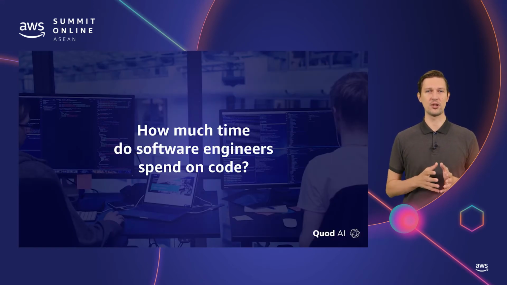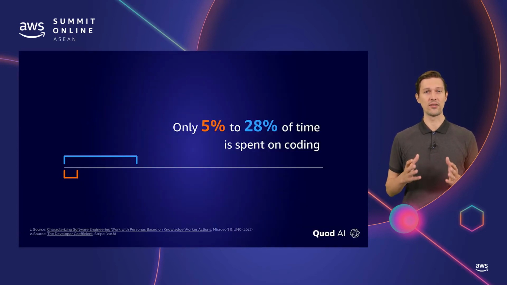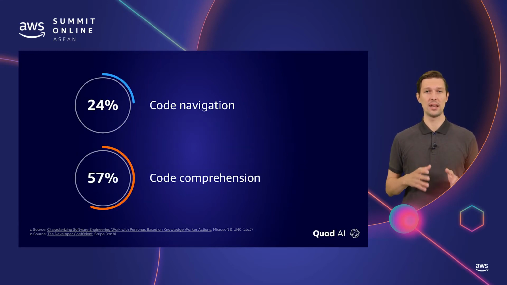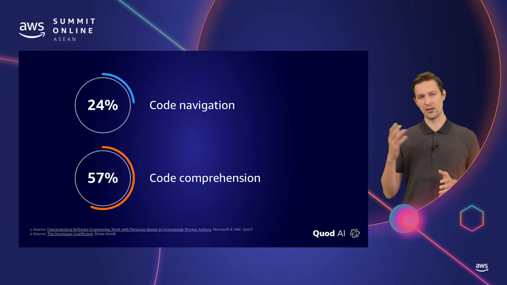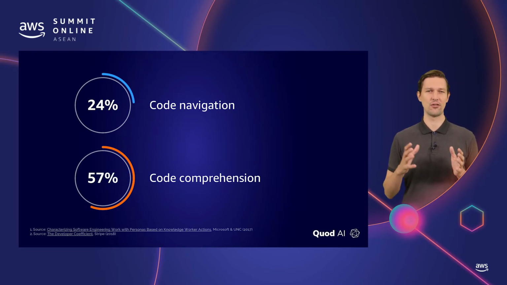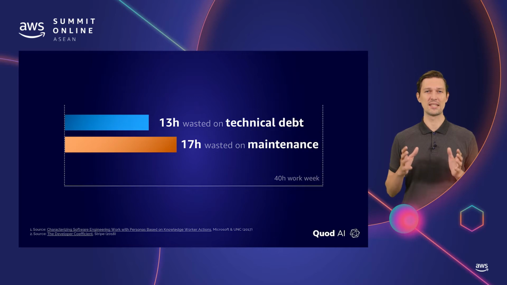And if you think that these questions are not critical and it's just nice to have the answers to them, let me ask you a question. How much time do you think software engineers spend on code? According to studies from Microsoft, Stripe, and SMU, software engineers spend from 5 to 28% of their time coding. Big contributors are code comprehension, reading code and documentation, and navigation through code. Engineers waste 13 hours per week on technical debt and 17 hours per week on code maintenance, inefficient code, errors, and debugging. Together, it almost results in 4 working days.